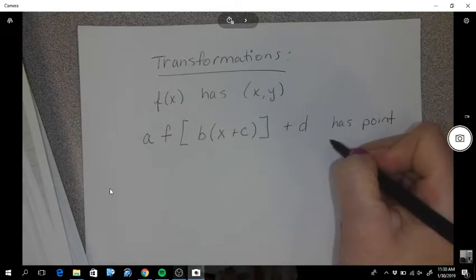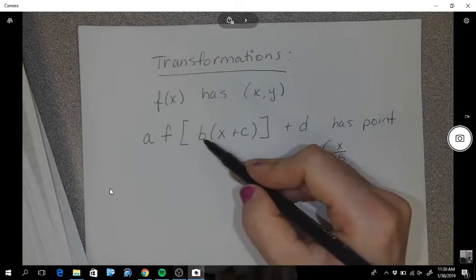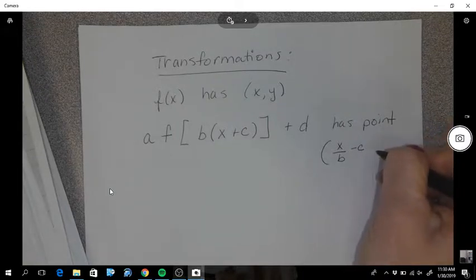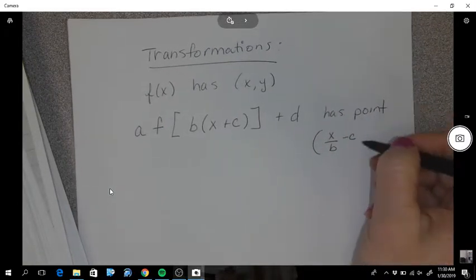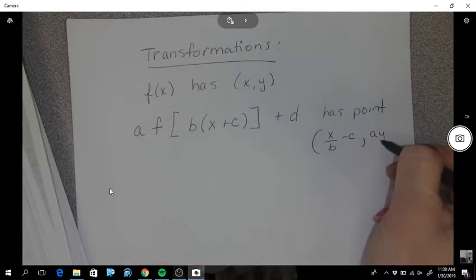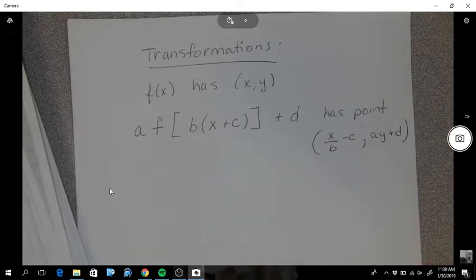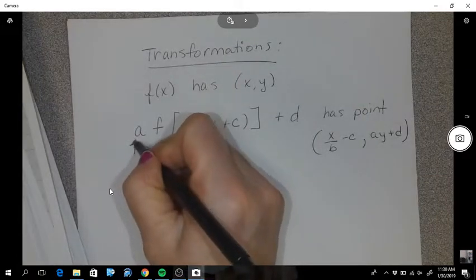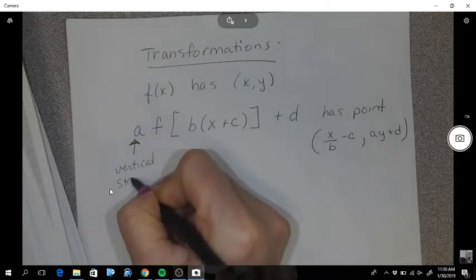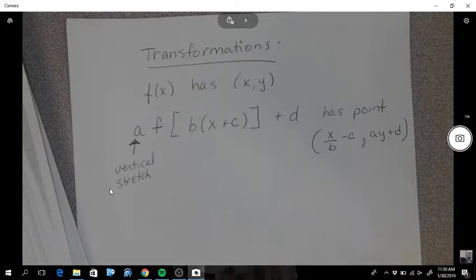This means that the new point would have coordinates x divided by b. Okay, so this b changes the x value. The c also changes the x value. And then the a and the d affect the y. So a is a multiplier and d is a shift up. Okay, so what happens? So a is a vertical stretch. So that is why it got multiplied by y. Okay, it stretches your y up.